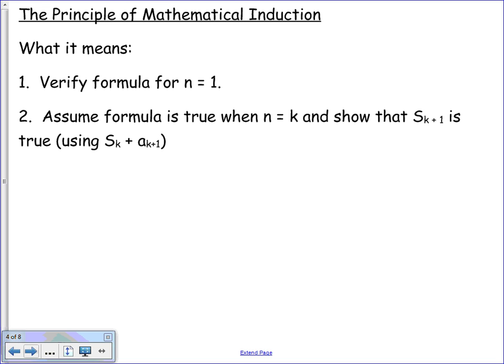Step 2 is the piece that gets a little bit more challenging. And this is where we introduce our k plus 1. We're going to make an assumption, after we prove it for the first, that it is true for some n equals k, any integer. And then, after that assumption that it is true for n equals k, we're going to prove that if it were true for n equals k, then it would be true for k plus 1.